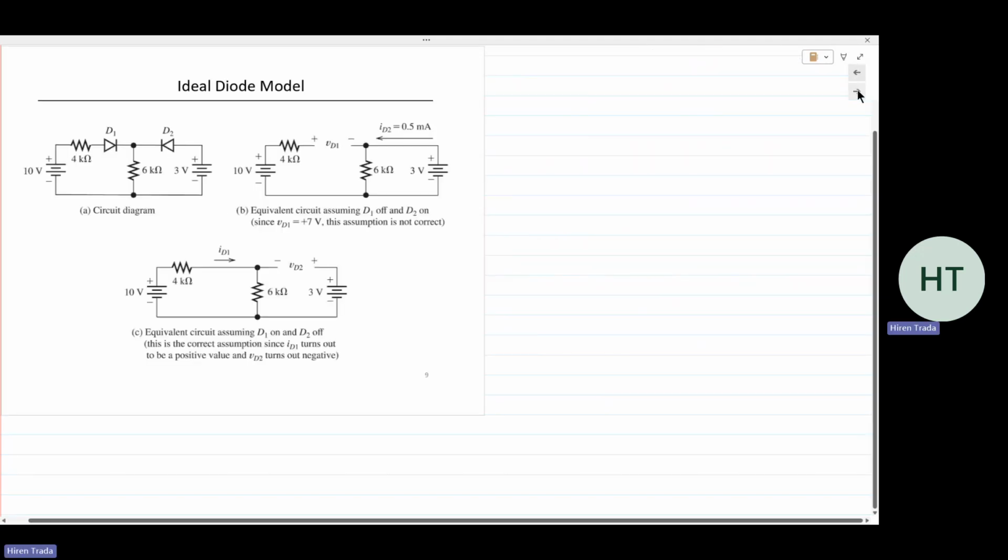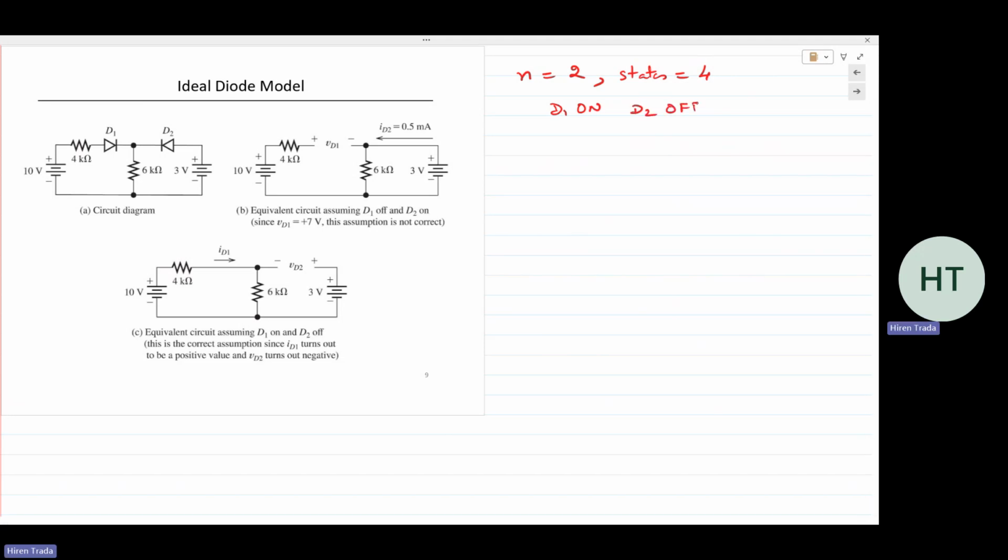Okay, so let's look at an example of ideal diodes. We have 2 diodes in the circuit, D1 and D2, and a voltage source on either side, 10 volts and 3 volts. So we can identify the number of states. N is equal to 2, so total states is equal to 4. You can quickly write out D1 on, D2 off.